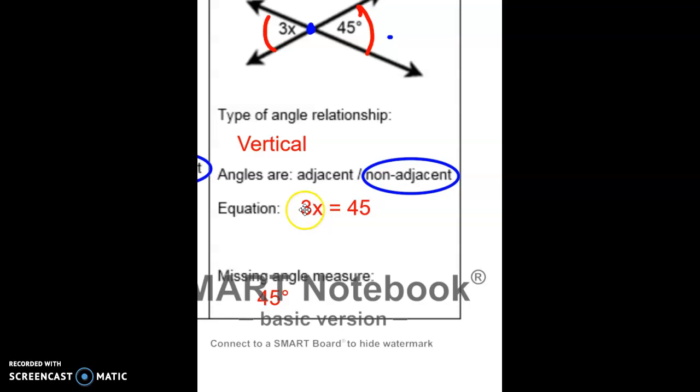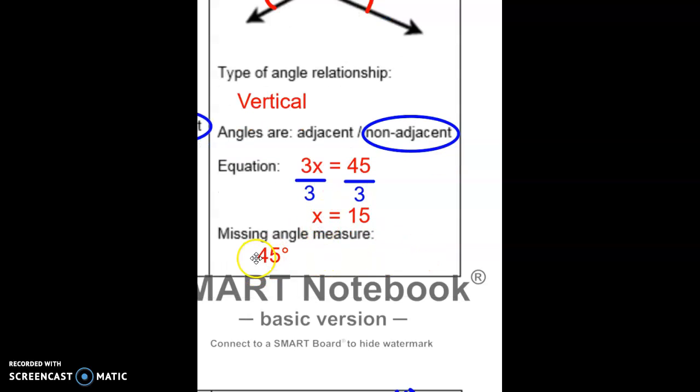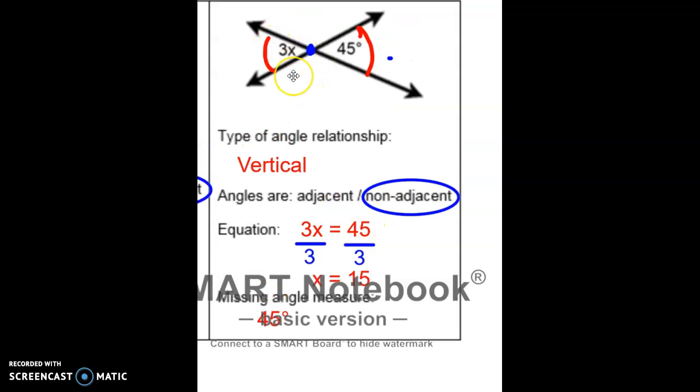X in this case is being multiplied by 3. The inverse is to divide by 3. So x equals 15. We have two different answers here. The value of x to make our angle measure 45 is 15. The measure itself is 45 degrees.